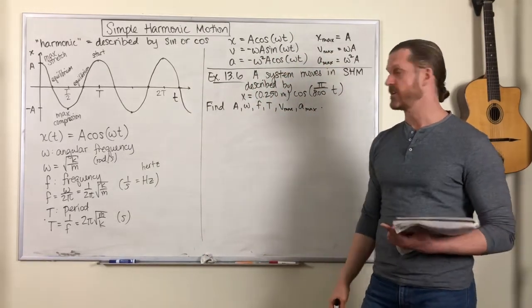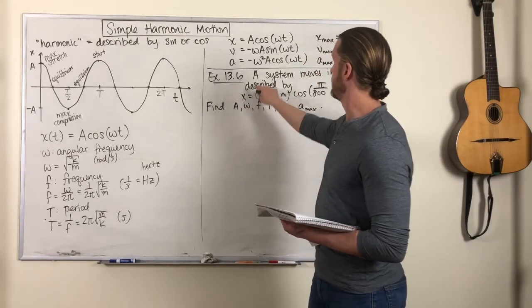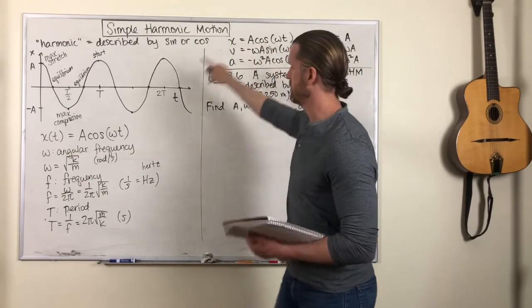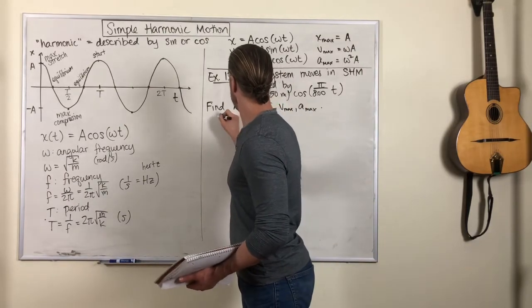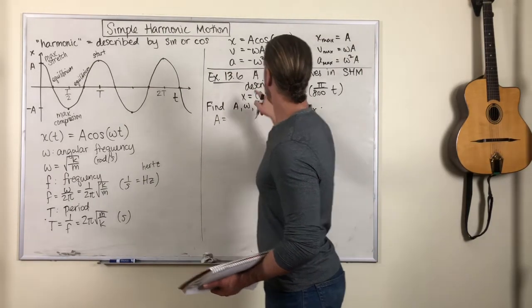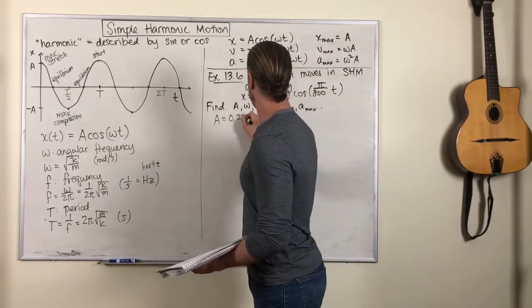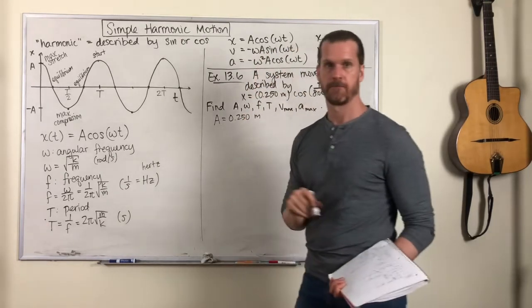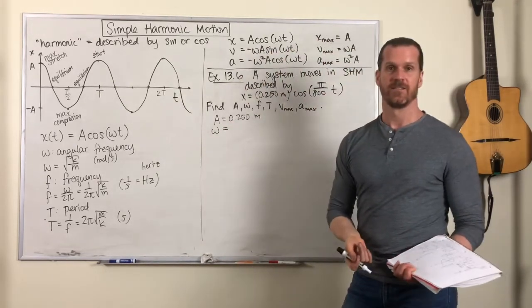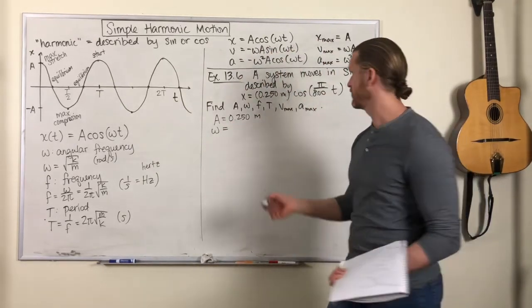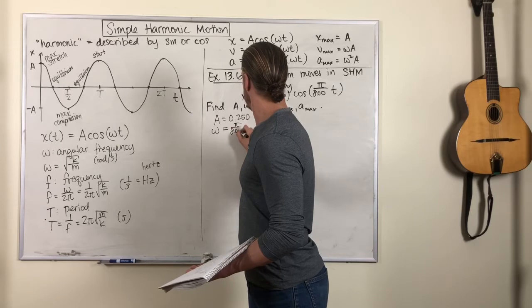Some of that stuff we can just read off directly, right? So this equation we can see is in the same form as our simple harmonic motion equation. So we can just read off some of these values. The amplitude is whatever is multiplying that cosine out in front. So it must be 0.250 meters. The angular frequency is whatever is multiplying time inside the cosine function. So it must be this thing, pi over 8.